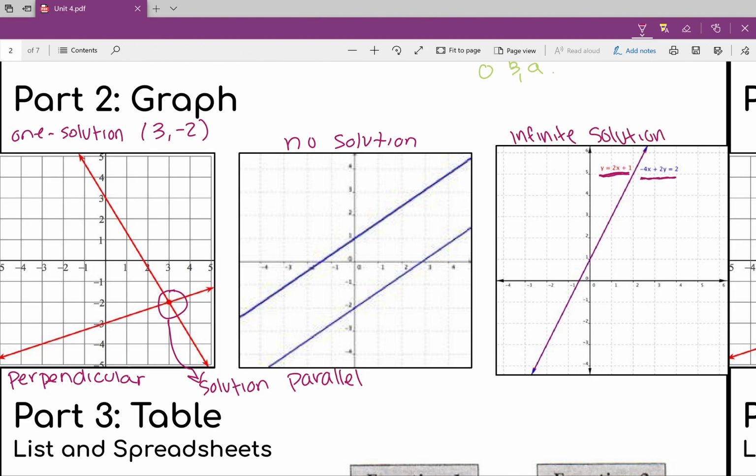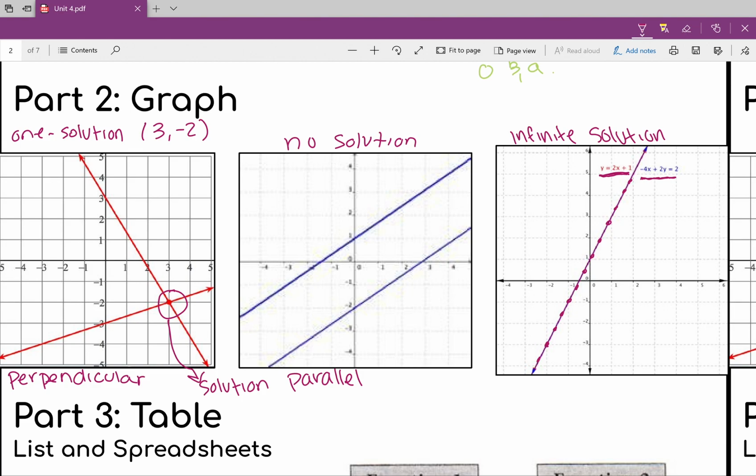Because no matter where we look on this line, they are crossing. See, it crosses here, here, here, here. There are so many points where these 2 lines overlap each other that instead of naming every single solution, we just say that it's infinite. This is an infinite amount of solutions. Okay, so this is what they look like on a graph.